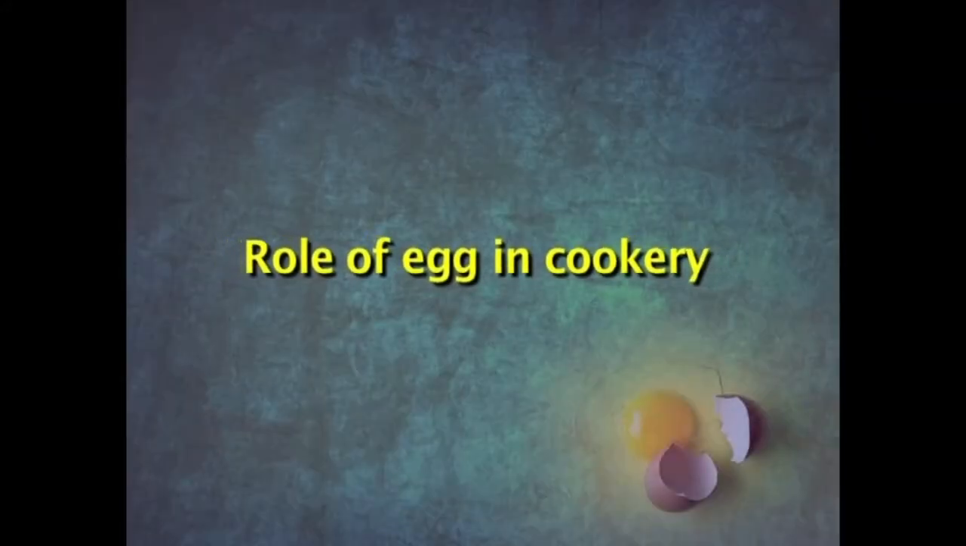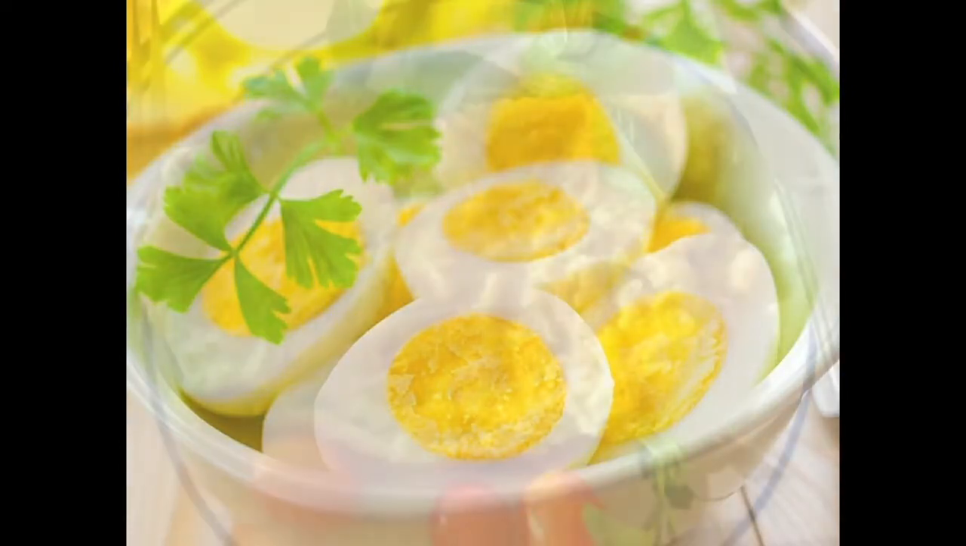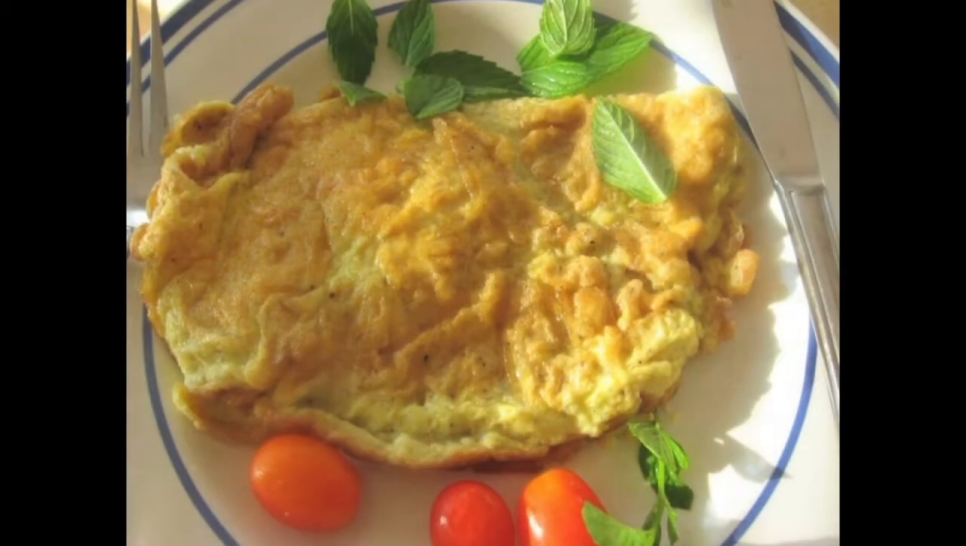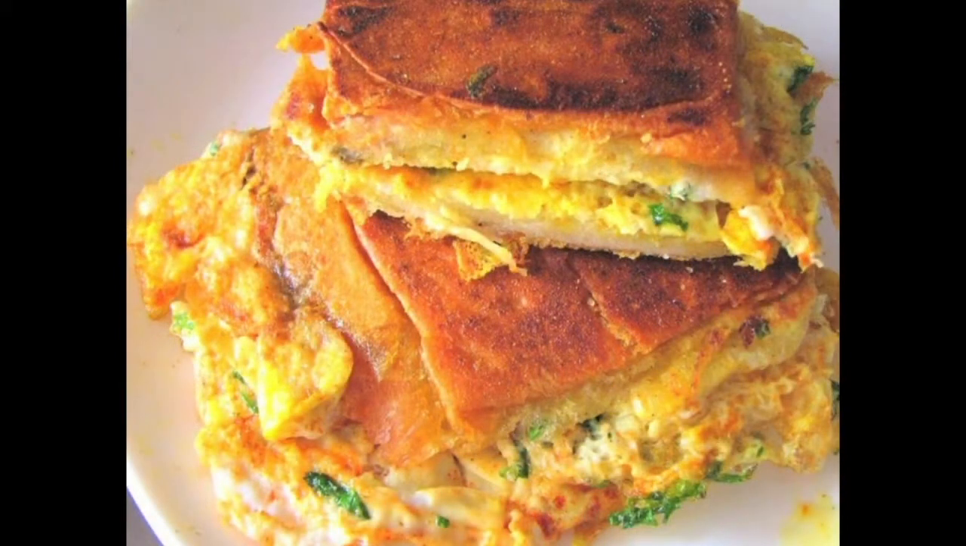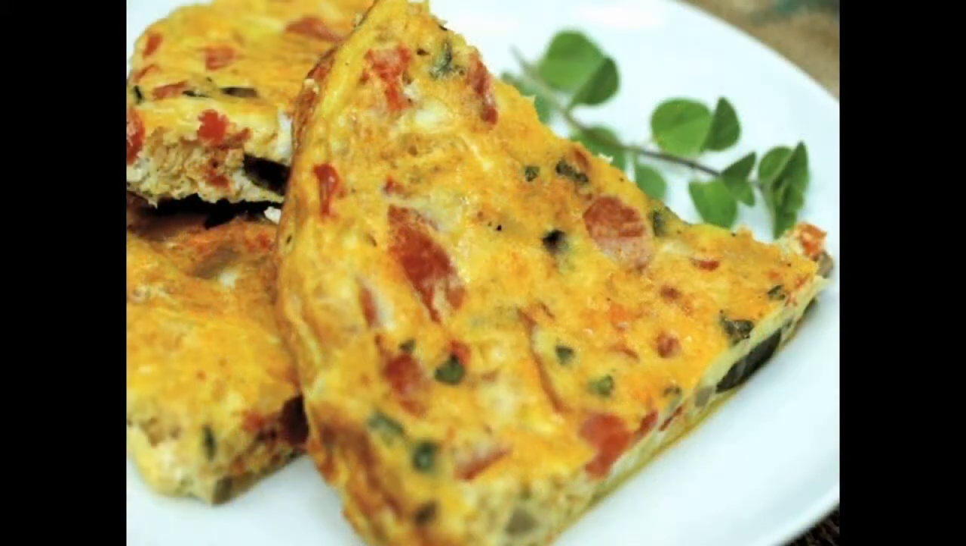Finally, coming to the role of egg in cookery. Egg is very versatile because it can be used in a variety of dishes. For table use, eggs can be boiled, scrambled, poached, or made into omelettes. Throughout the world, the breakfast of bread and eggs is very popular. That's because egg is very nutritious.